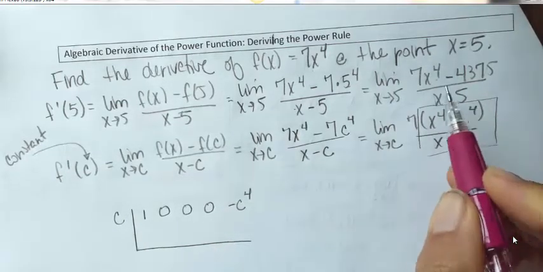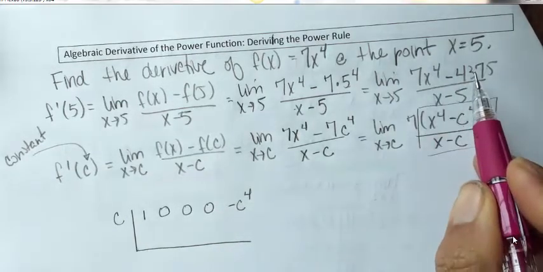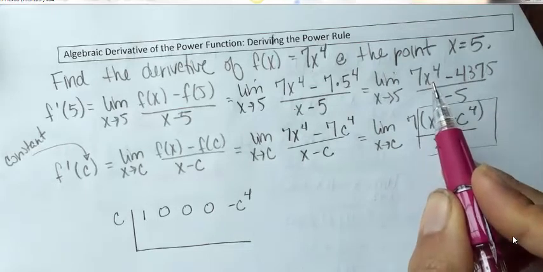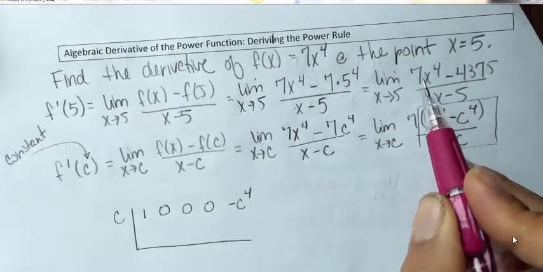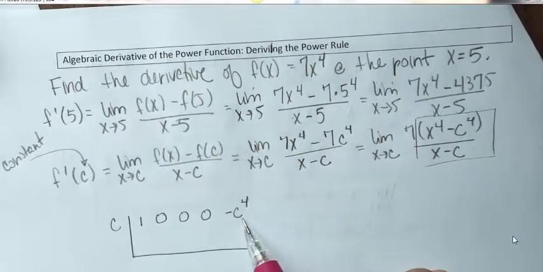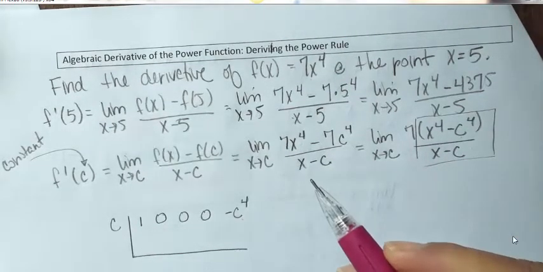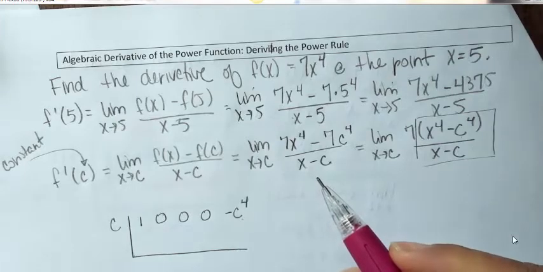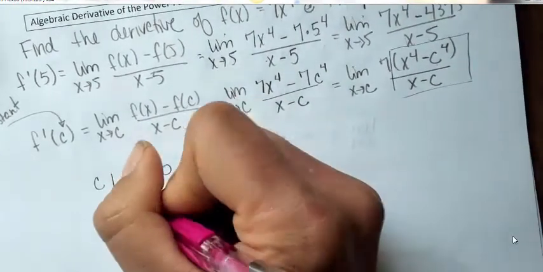I could have done this just like up here, and it would basically look very similar. You'd have a 7 here, but then you'd have a bunch of zeros, and then you'd have 4,375 right here. But I'm doing this so that I can derive what we call a power rule.